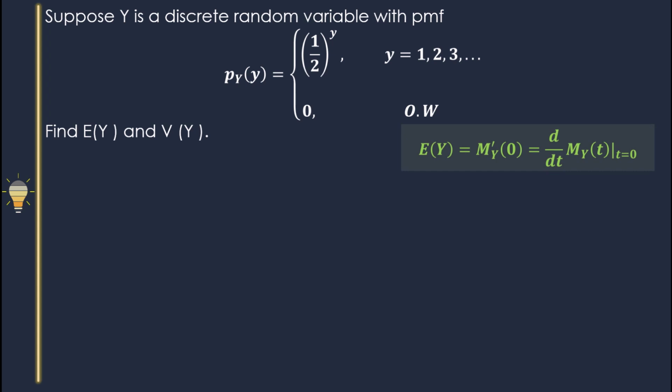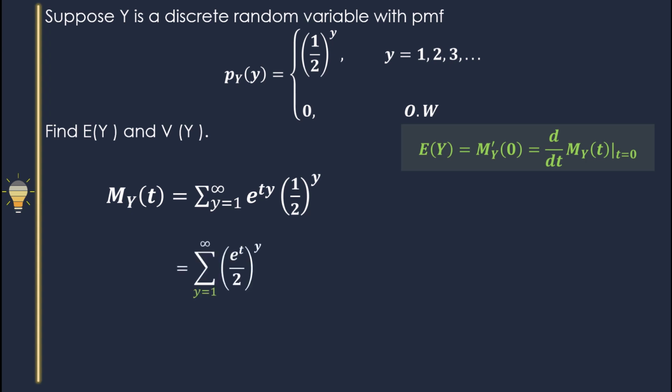How do we find the expected value of Y using the moment generating function? First, we need to find the moment generating function. Then, get the derivative of the moment generating function with respect to t. Finally, we plug in t equals 0, then you have the expected value of Y. Let me explain this step by step. First, the moment generating function. In the previous video, I explained how to find the moment generating function, so you already know how to do this.